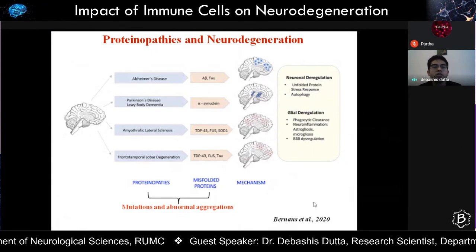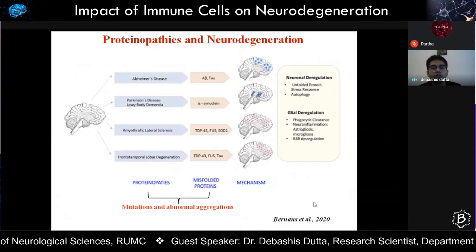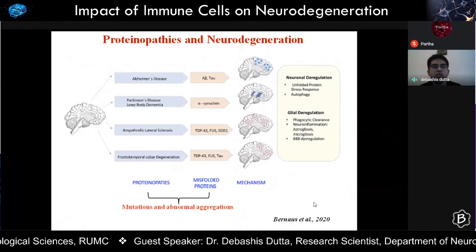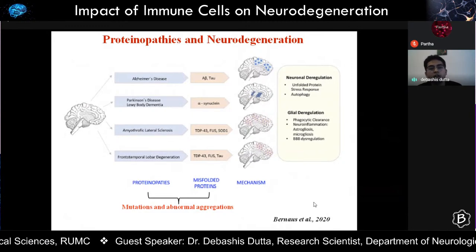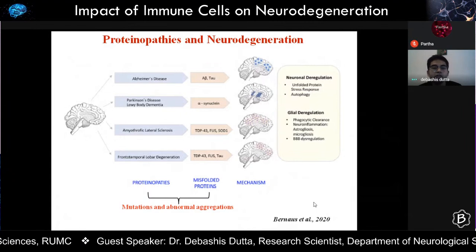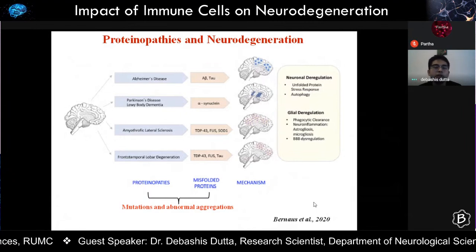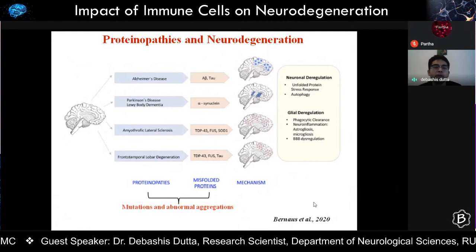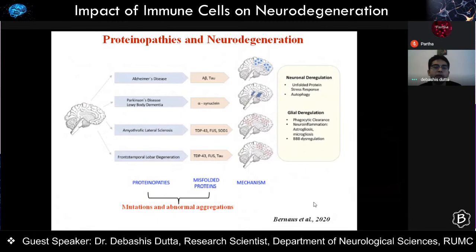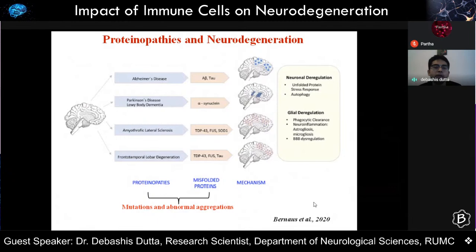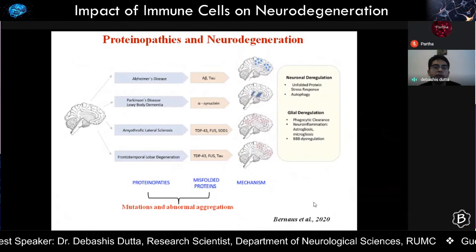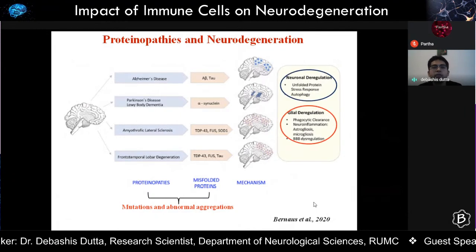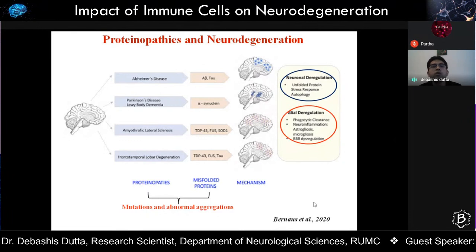Whereas in the case of Parkinson's disease, we have alpha-synuclein, and also in different alpha-synucleinopathies, a cluster of many diseases, this protein is found to be abnormally aggregated, or forms inclusion bodies. For most of these proteins, the abnormalities mainly start from the neuronal part. So when neuronal deregulation happens, the neurons cannot take care of the overload of this protein.